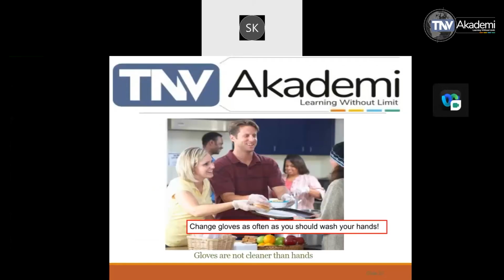Change gloves often, and you should wash your hands. Gloves are not cleaner than hands. For example, when you are serving or preparing food, you use one pair of gloves. But after 10, 20, or 30 uses, when your gloves are also dirty, you have to replace them. Do not use the same gloves a number of times, because when there is a deposit on those gloves, they can contaminate the food again. So you have to change the gloves regularly.